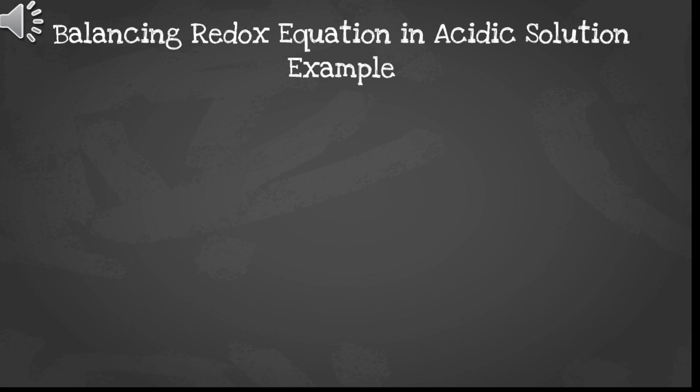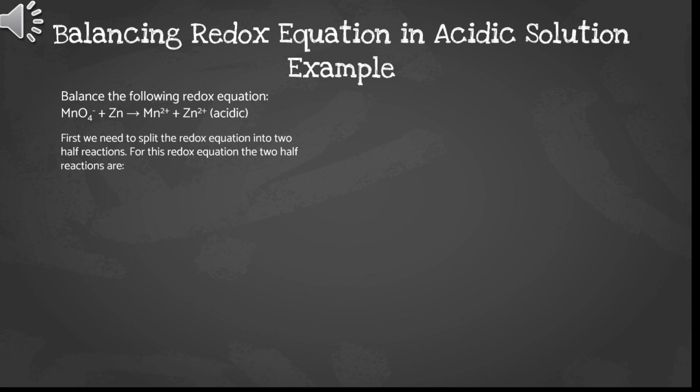Now, I'll go through an example of how to balance a redox equation in acidic solution. We are given the following redox reaction equation: MnO4- plus Zn forms Mn2+ plus Zn2+. We are told to balance this redox equation. The first thing we need to do is split the redox equation into 2 half reactions. For this redox reaction, the 2 half reactions are MnO4- forms Mn2+, and Zn forms Zn2+.